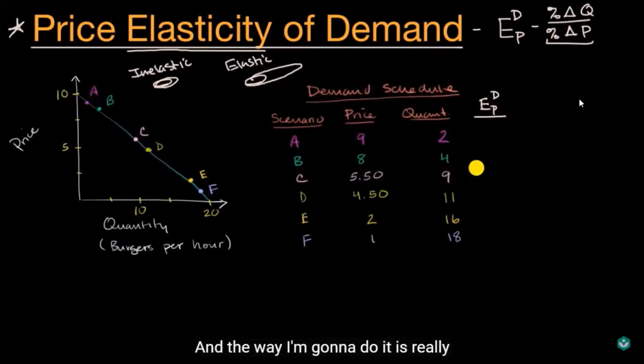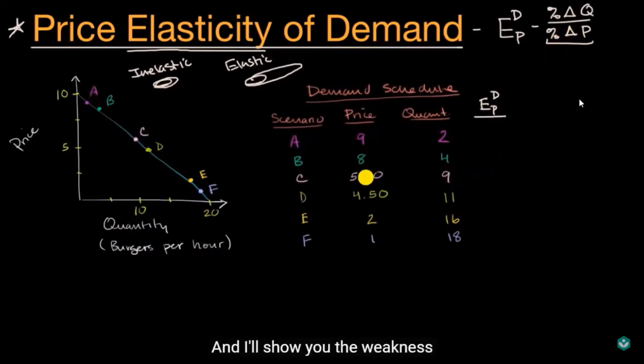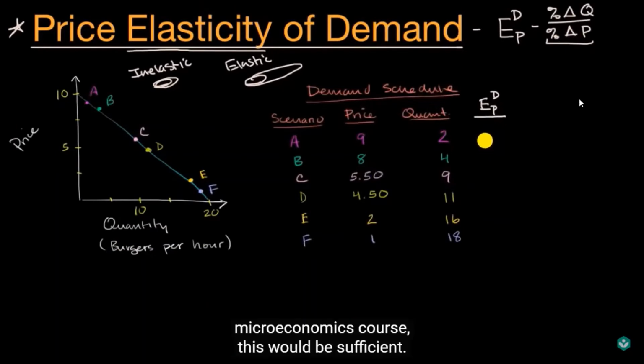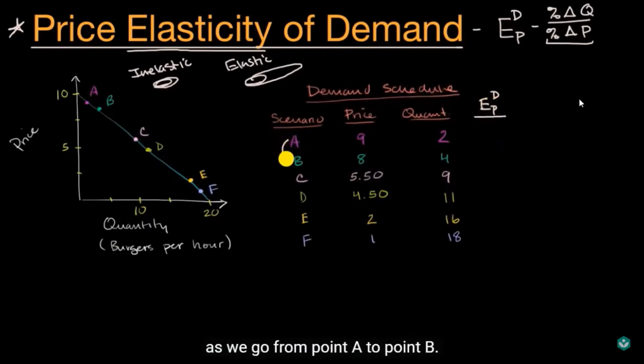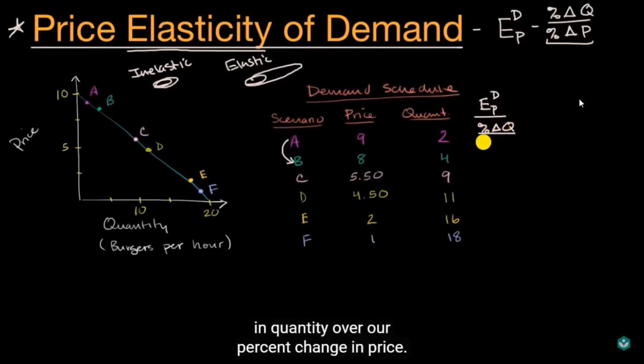And the way I'm going to do it is really the simplest method for calculating this. In other videos, we can go into more in-depth methods like the midpoint method. And I'll show you the weakness in what we're doing right here. But for the sake of, say, an AP Economics, Microeconomics course, this would be sufficient. So let's think about our price elasticity of demand as we go from point A to point B. Well, remember, that's just going to be our percent change in quantity over our percent change in price.